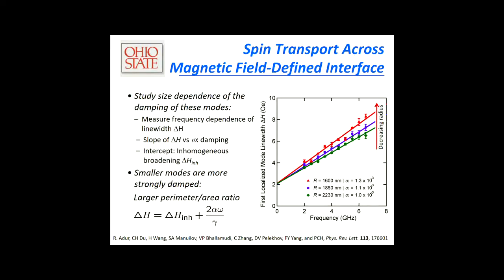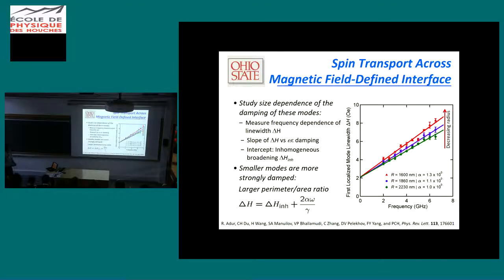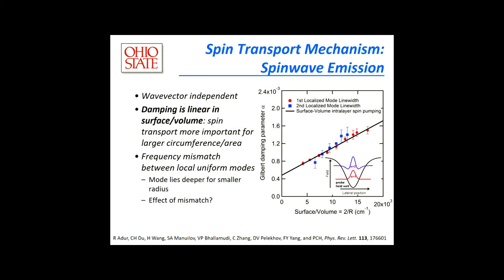We measured the damping. So this is the standard approach to measuring damping in a ferromagnet, and that is that we measure the frequency dependence of the line width. So we're measuring the width of those lines. We measured, in fact, the first 2 modes. And the slope of that line gives you the damping, and the intercept gives you the inhomogeneity. And so we did this as a function of radius, and what we noticed is that as the radius got smaller, the damping got larger. So we're seeing an enhancement of the damping, which is, in fact, inversely proportional to the radius. So I will show you that data here.